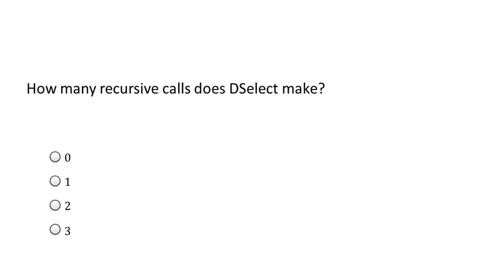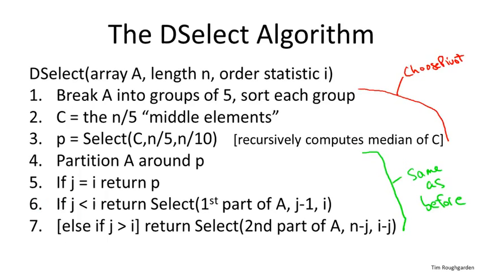All right, so the correct answer is 2. There are 2 recursive calls in deselect. And maybe the easiest way to answer this question is not to think too hard about it and literally just inspect the code and count. Namely, there's 1 recursive call in line 3, and there's 1 recursive call in either line 6 or 7. So quite literally, there are 7 lines of code, and 2 of the ones that get executed have a recursive call. So the answer is 2.